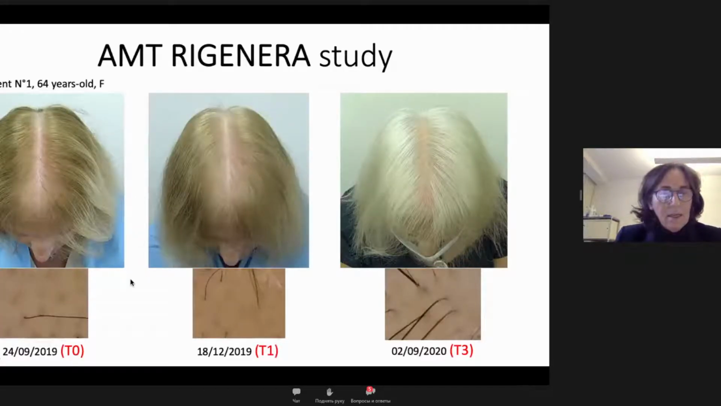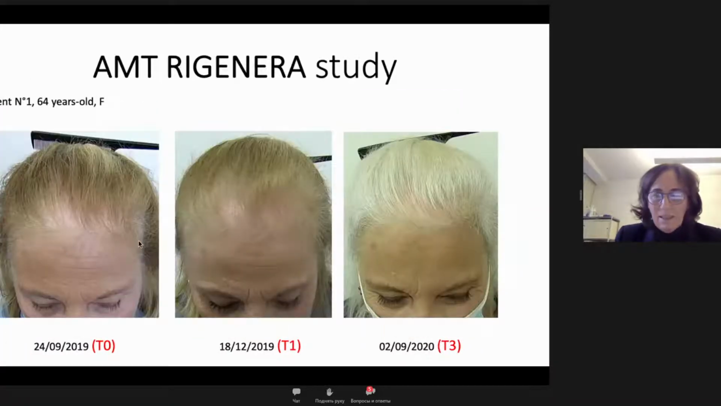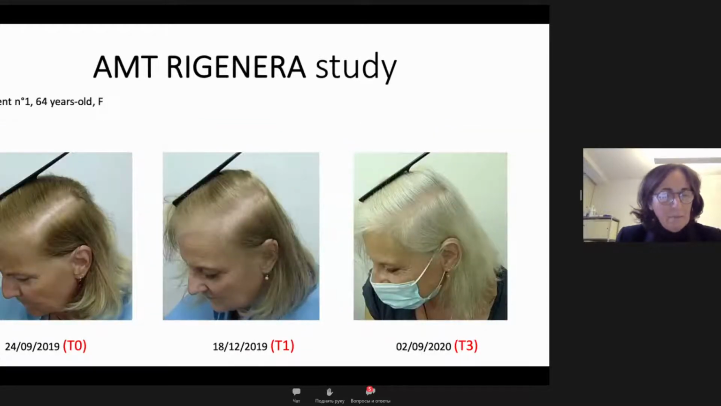This is a 64-year-old lady who was very happy with the treatment, as you will see in the next video, where she answered some questions about her experience with regenerative treatment. As you can see, the hair density improved also in the frontal area and in the parietal area.